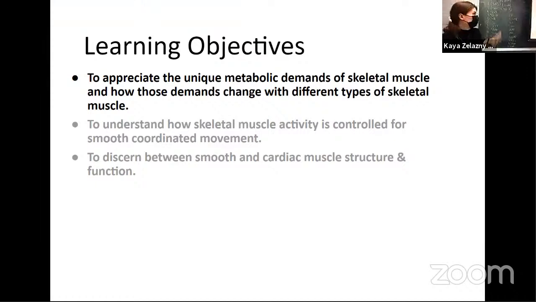Okay, so we're talking about metabolic demands when we're talking about the metabolism going on in our skeletal muscle. We're going to be talking about different types of fibers in skeletal muscle that are partially going to be divided by the type of metabolism that they're specialized for.